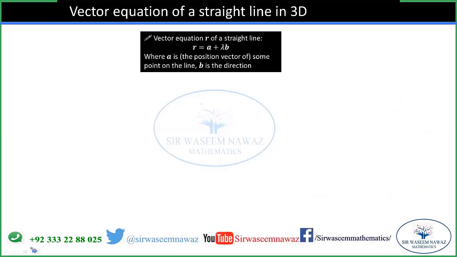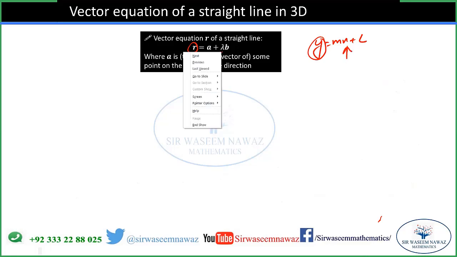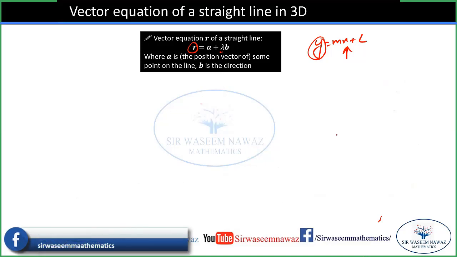So now we can say that the vector equation of a straight line, and we call it r here, r equals a plus lambda times b. Very similar to y equals mx plus c. Here the subject was y, here we use the subject r. Here we use the variable x, here we use the variable lambda. And the rest of the things are the same, where a is the position vector and b is your direction vector.